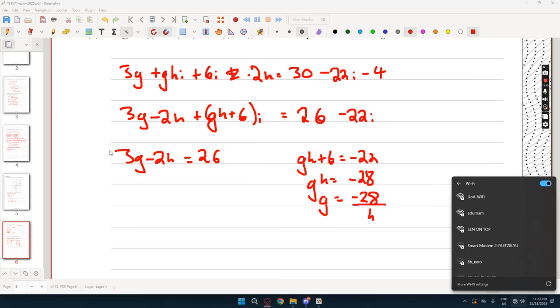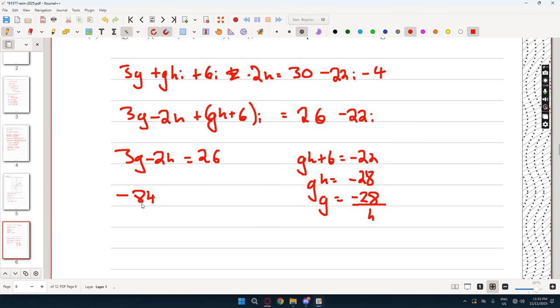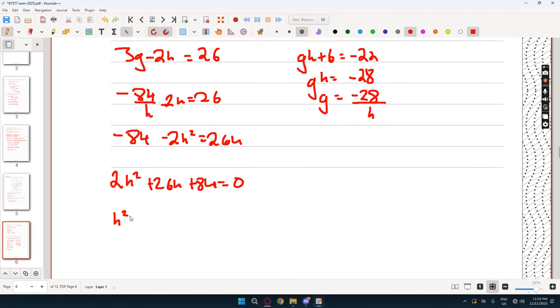3 times 28, that's 60, 68, 76, 84. So minus 84 on h minus 2h equals 26. Minus 84 minus 2h squared equals 26h. So 2h squared plus 26h plus 84 equals 0. h squared plus 13h plus 42 equals 0.